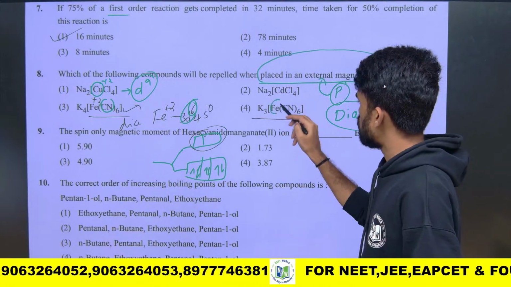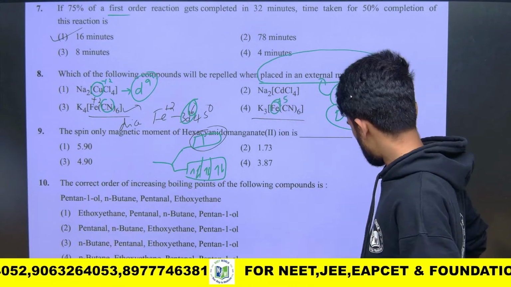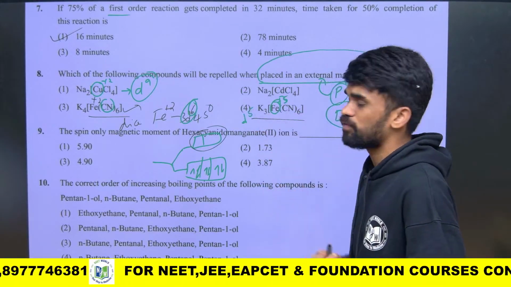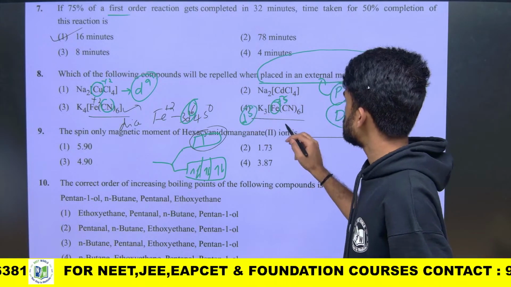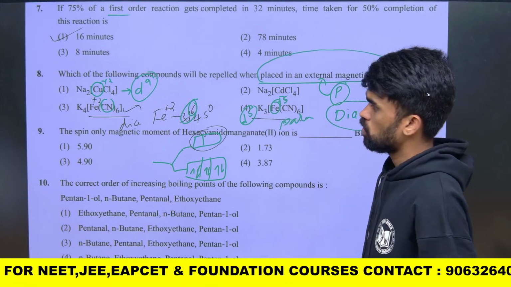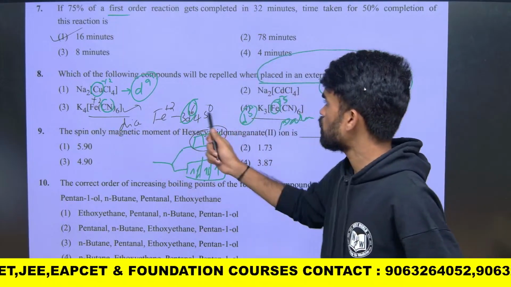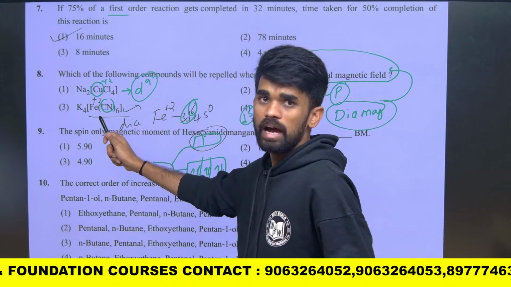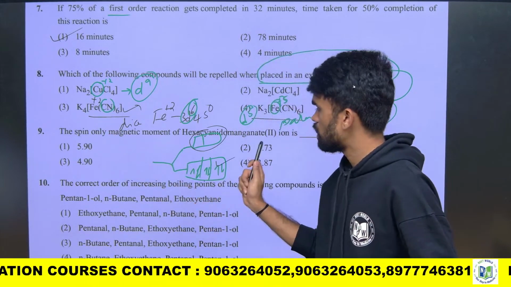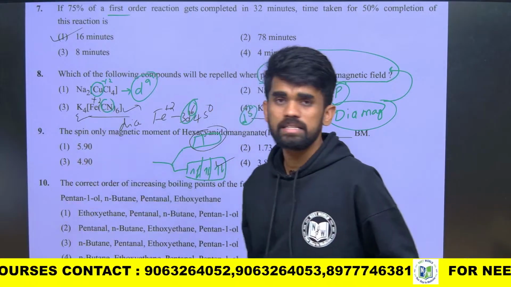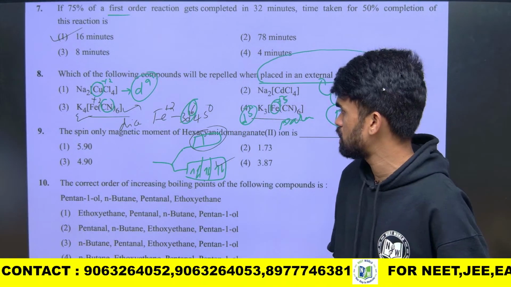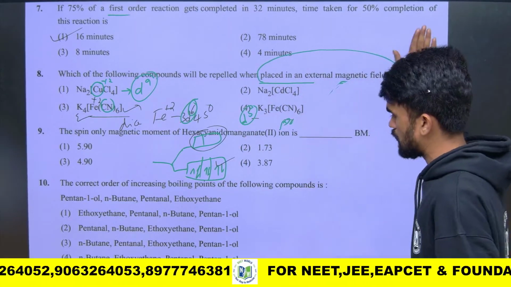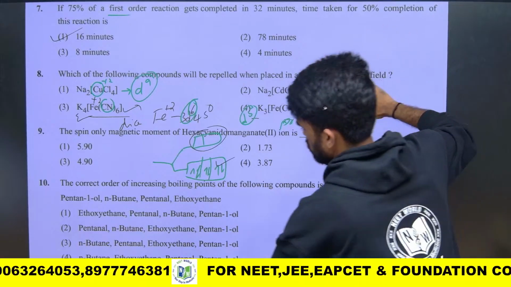When it comes to this one, here it is Fe3+. Plus 3 means it has d5 electronic configuration. One unpaired electron is there, so this is paramagnetic, we can directly say. If we have an odd number of electrons, then it is paramagnetic. Here there is an even number of electrons and all of them are paired up, so that is a diamagnetic substance that will be repelled by the external magnetic field. This is how you have to do the question. I hope this is clear without any confusion.